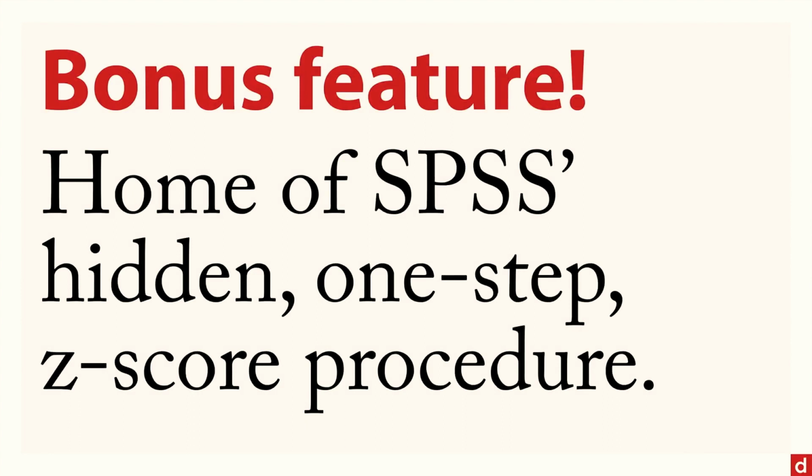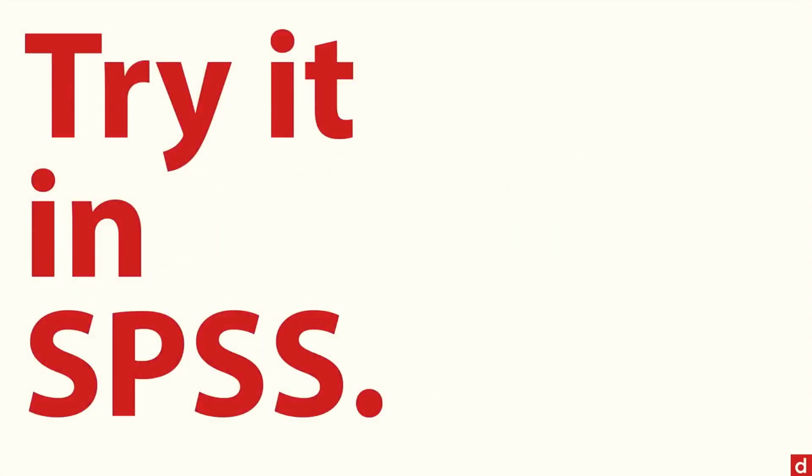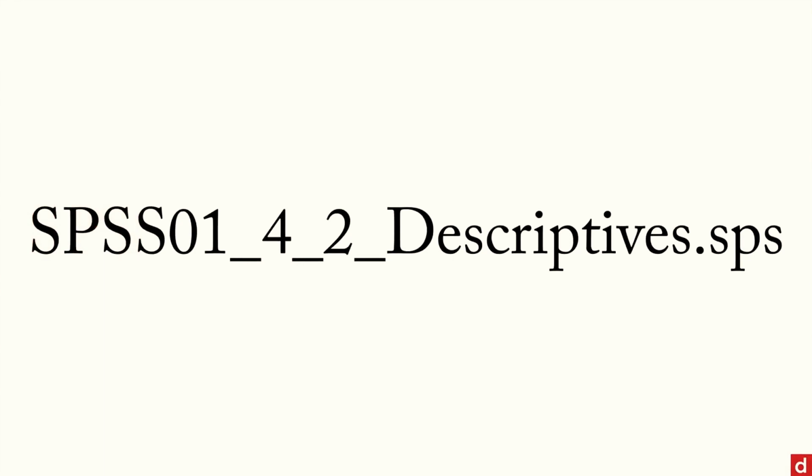Also, we have a bonus feature here in Descriptives. Descriptives is the home of SPSS's top secret hidden one-step z-score procedure. I've seen people knock themselves out trying to get z-scores by getting standard deviations and means. You don't have to do any of that. You click one button and you're done. But let's try it in SPSS and I'll show you how it works. Just open up this syntax file and we'll see what you can do with descriptives.